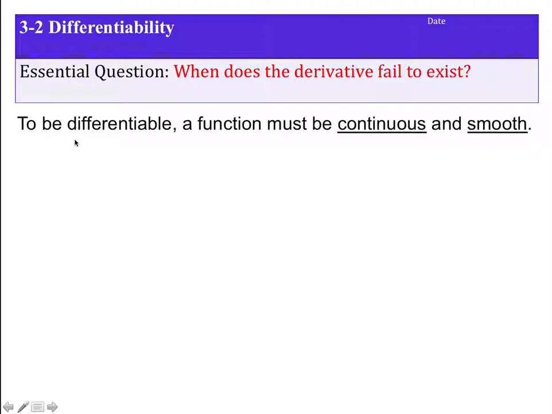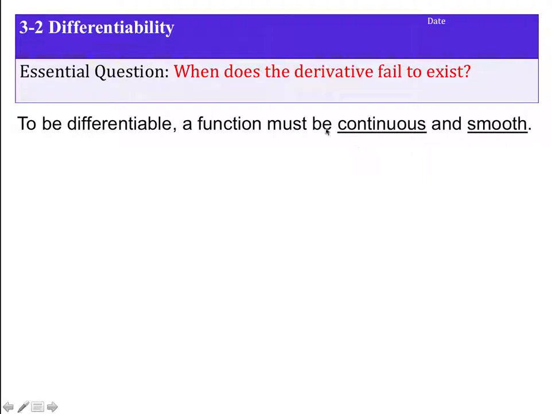Well, if you look at this first sentence here, it says to be differentiable, a function must be continuous and smooth. So in other words, to be differentiable means to find a derivative, the function must be continuous. So in other words, you should not be lifting your pencil. And smooth. So we should be having a smooth transition from one point to the next as we draw it. And that means, if we think about the opposite of smooth, there can't be any sharp corners or jagged pieces or anything like that.